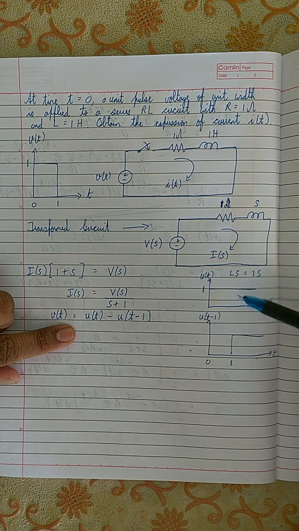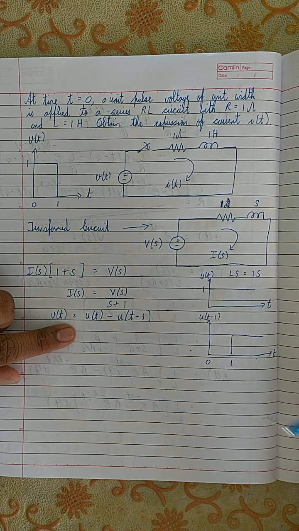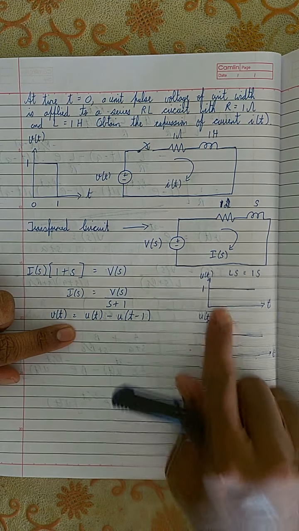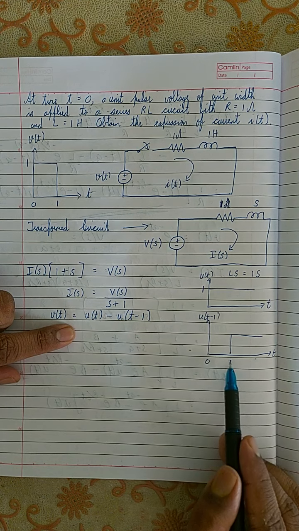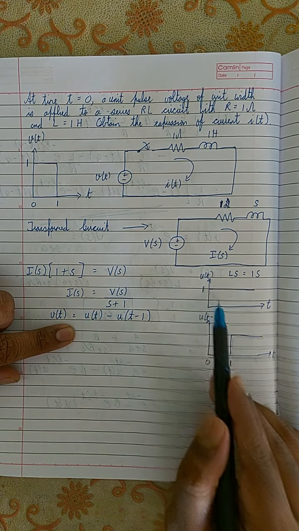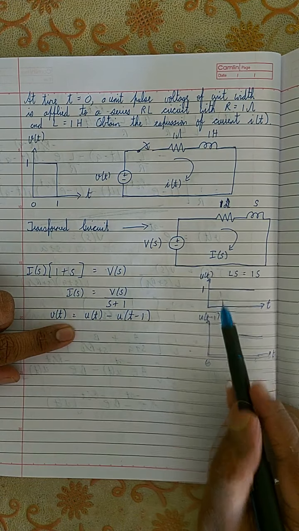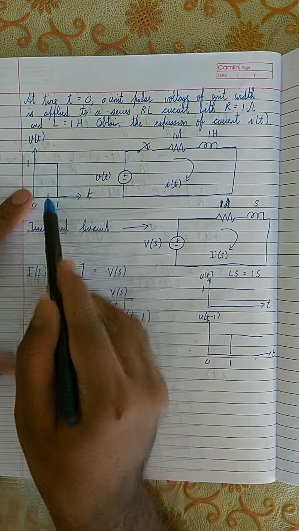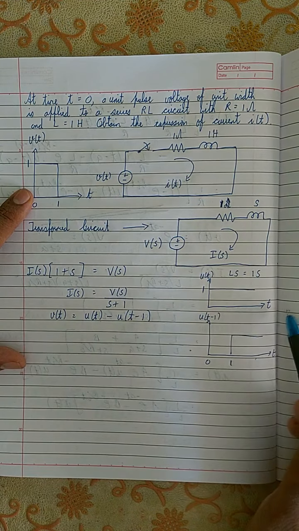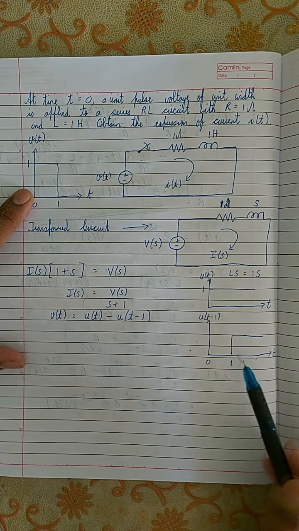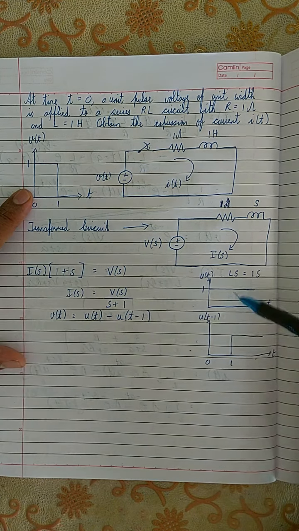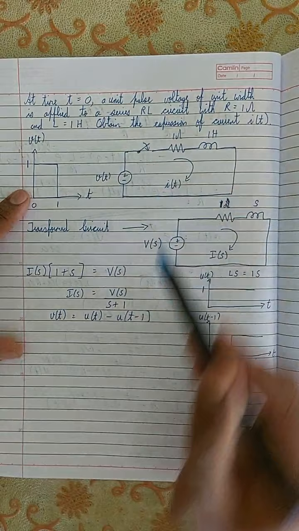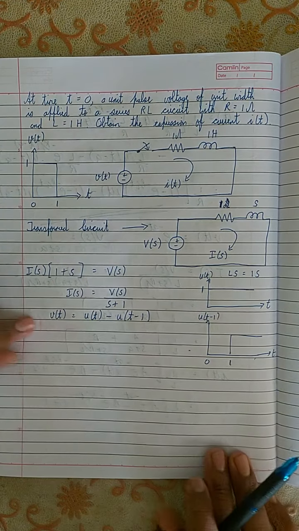So if you subtract these two graphs, what do you get? From here to here, it is 1 minus 0, because the value of U of t minus 1 from 0 to 1 is 0. The value of U of t from 0 to 1 is 1 itself. So 1 minus 0 is 1. That is what you see here. And from 1 to infinity, U of t is equal to 1, and from 1 to infinity, U of t minus 1 is also equal to 1. So 1 minus 1 is equal to 0. If you subtract these two graphs, you will get this pulse. That is the meaning of this equation.